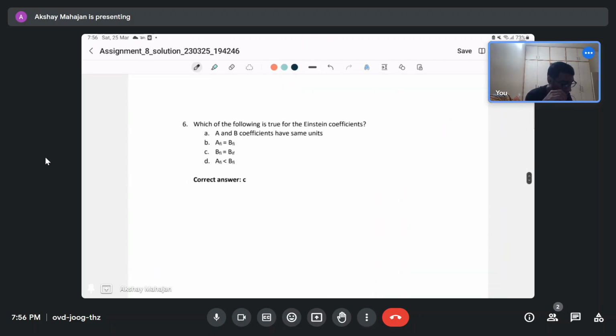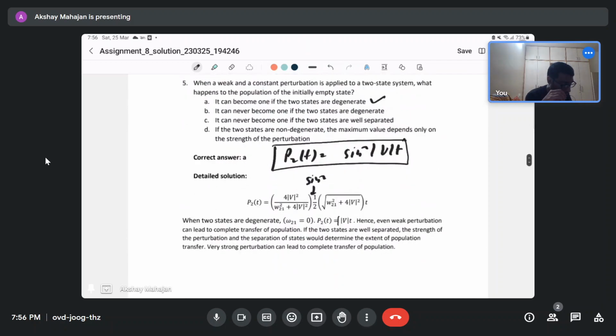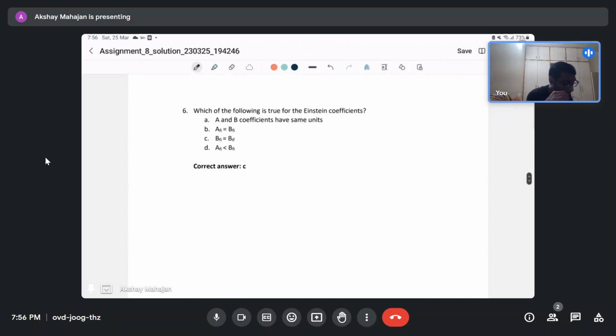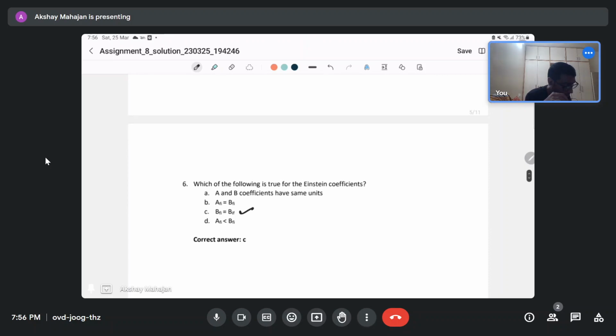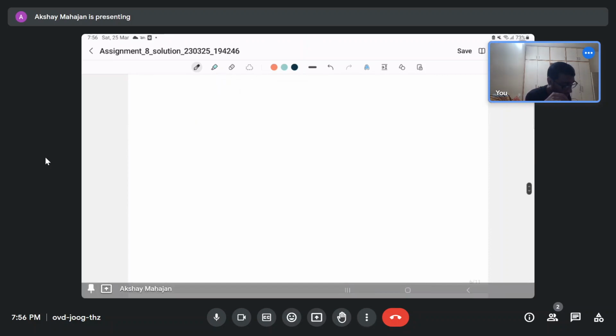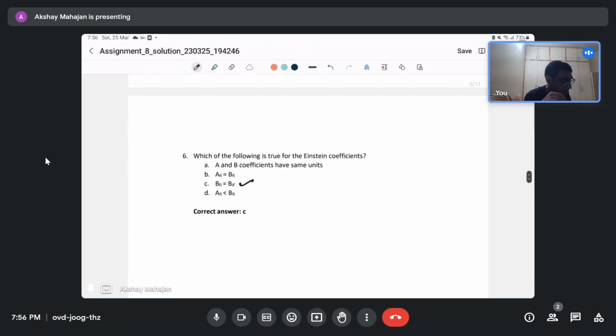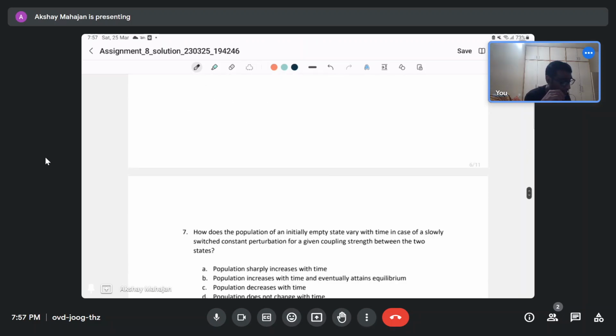Okay, next question. This is problem number 6. Which of the following is true for an Einstein coefficient? We know that B_FI is equal to B_IF. We just saw it in the sample problem, right? And they don't have the same units. If you remember, when we solved the problem, we found that A will have the unit of second inverse, while B will not have this unit.